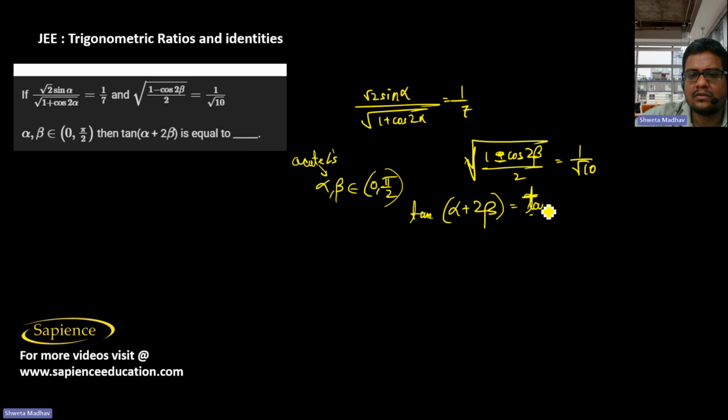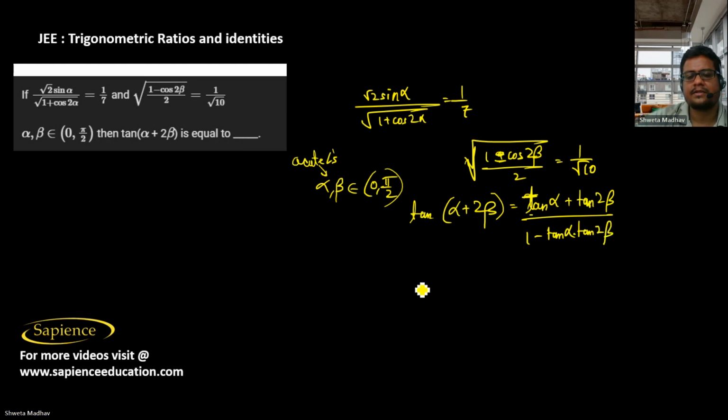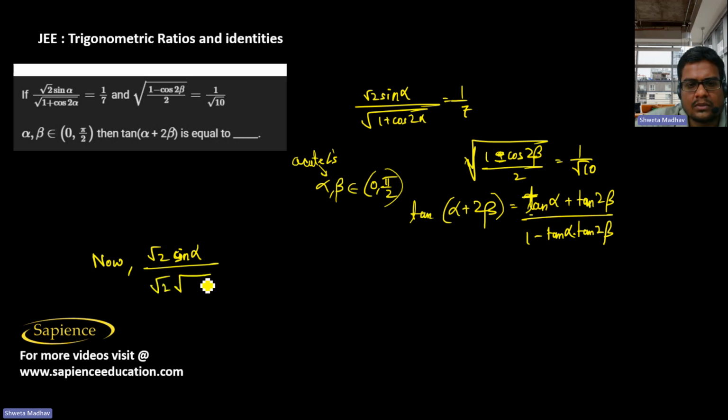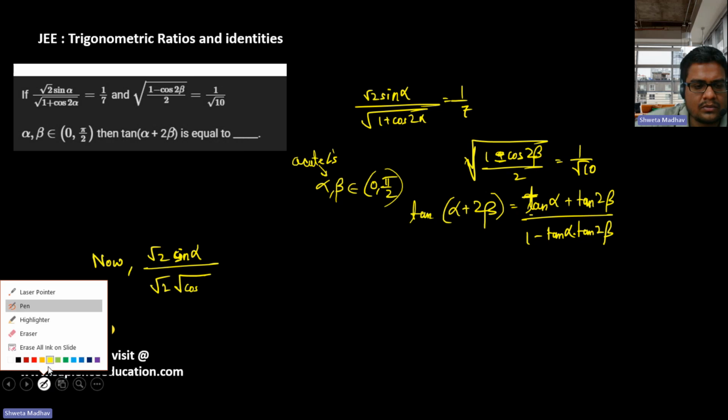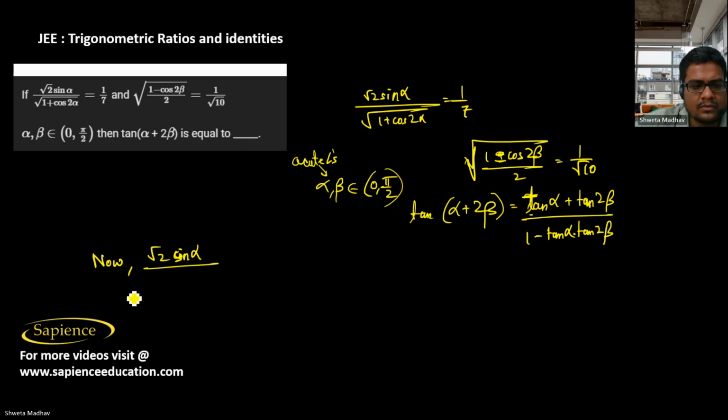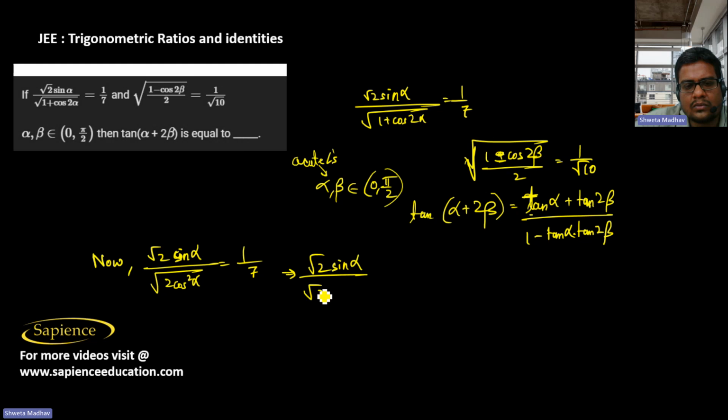It means we can say this value will be equal to tan alpha plus tan 2 beta by 1 minus tan alpha into tan 2 beta. So now from here we can say this will be root 2 sine alpha by root over 1 plus cos 2 alpha, that is equal to root 2 sine alpha by root over 2 cos square alpha, which is equal to 1 by 7. So this will be equal to root 2 sine alpha by root 2 cos alpha, that will be equal to 1 by 7. So therefore tan alpha will be equal to 1 by 7.